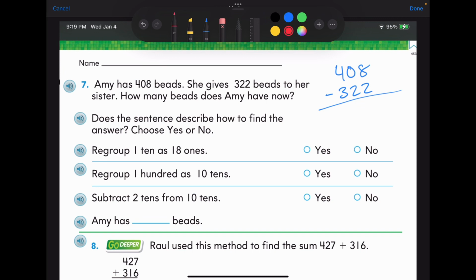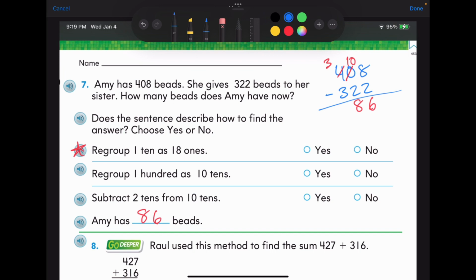Starting in the ones place, 8 minus 2 is 6. 0 minus 2, I can't do that. So I'm going to have to regroup. I didn't mean to slash, well, I did mean to actually slash that. All right, so once I regroup, my answer should be 86 beads, but I'm not finished. I need to look through each of these. So it says, does the sentence describe how to find the answer? Choose yes or no. So the first one right here says regroup 110 as 18 ones.